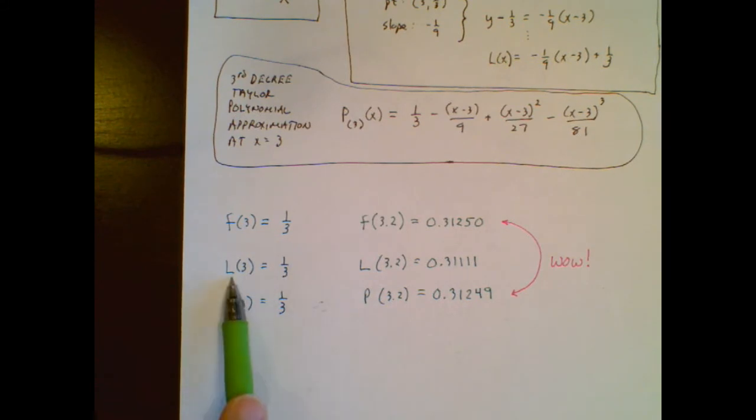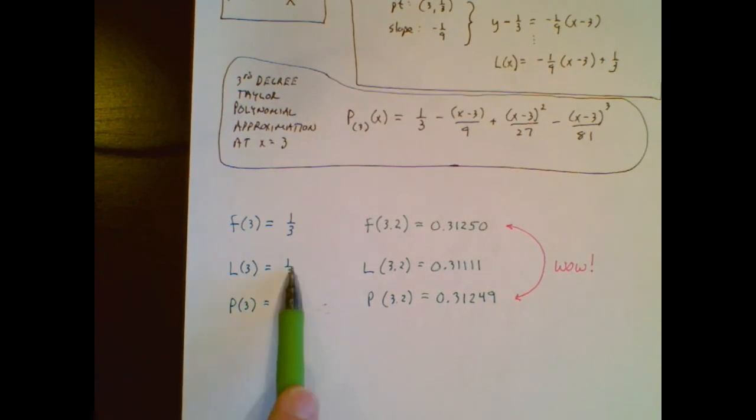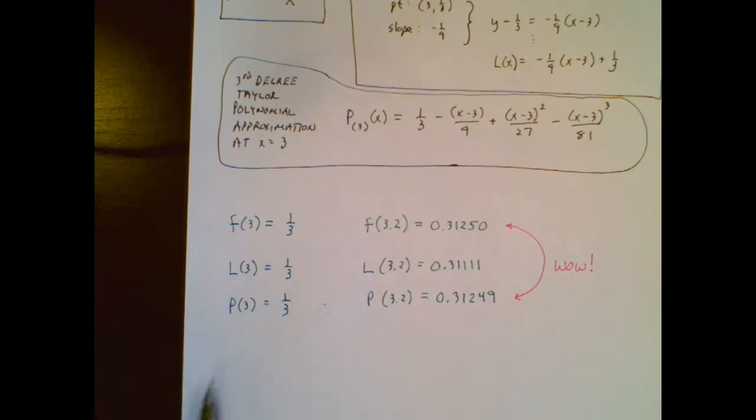And the linear approximation and the polynomial approximation all should give you 1/3 if you plug in a 3, because that's the center of attachment. At the center of attachment, the curvy function and the linear function and the curvy approximation, they should all have the same x and y values. But as soon as we move away from x equals 3, then we should start getting a little estimation error.